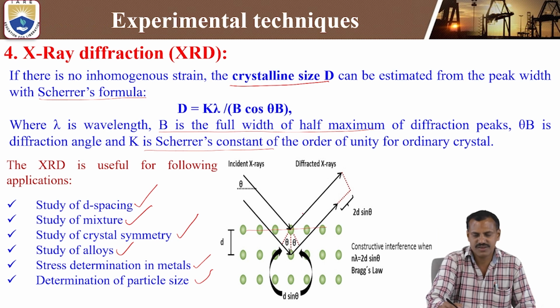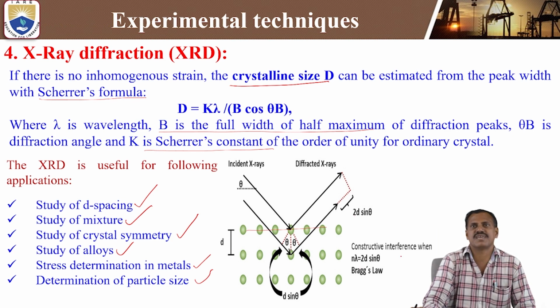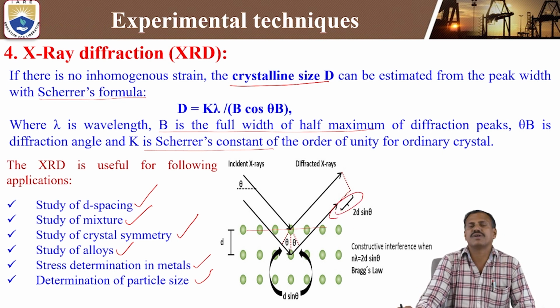So here the beam falls onto the sample. Here theta. Let's come inside. This gap should be 2D sin theta. That is the constructive interference when n lambda equals 2D sin theta by Bragg's law. This is D sin theta, and one more D sin theta. D sin theta plus D sin theta is 2D sin theta, that we are going to get here. By using Bragg's law, we can calculate the XRD structure.